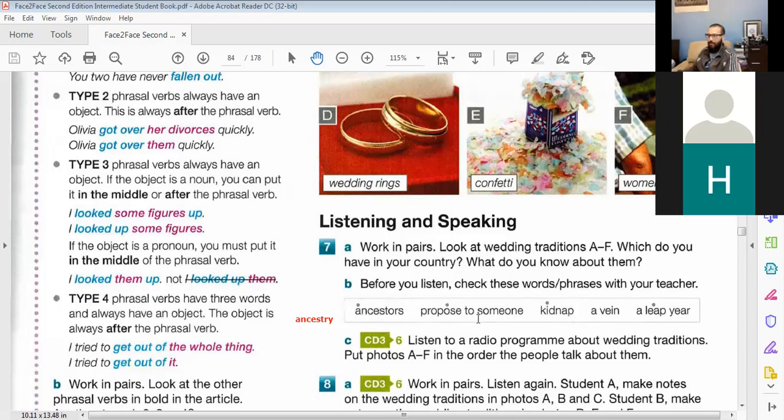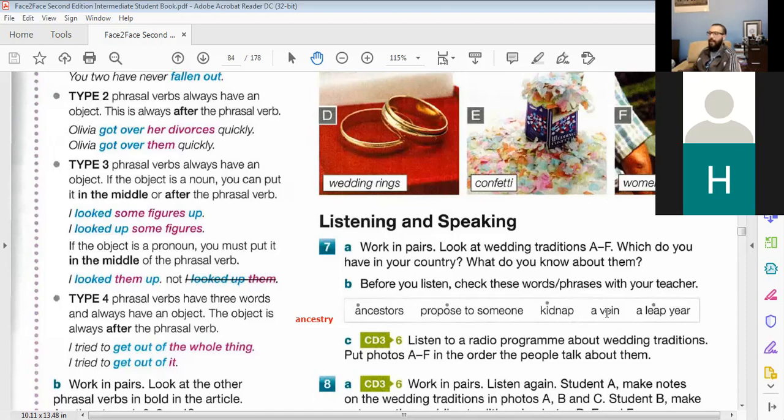Propose to someone, I think it's clear, right? When someone asks someone for marriage. So kidnap, do you know what kidnap means? Sana? Yes. Yes, okay. A vein, do you know what a vein means?